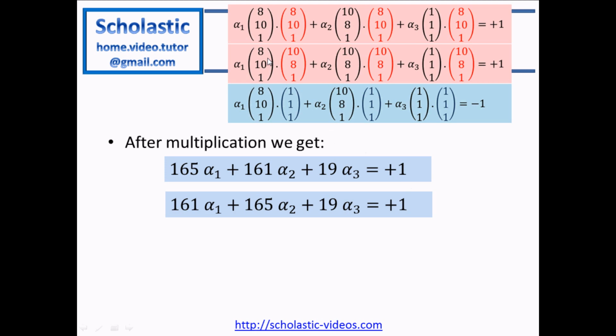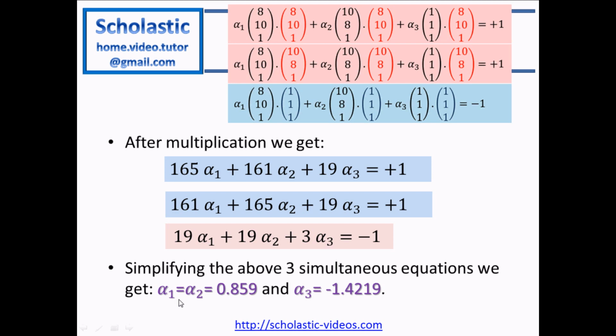Similarly we can simplify the second equation and the third equation by multiplication. So here we get 3 simultaneous equations, and we can solve them either by using Cramer's rule, or by using a simple MATLAB program or some other method, or manually, and then you can see the values of the alphas. Alpha 1 and alpha 2 are equal to 0.859 and alpha 3 is equal to negative 1.4219.